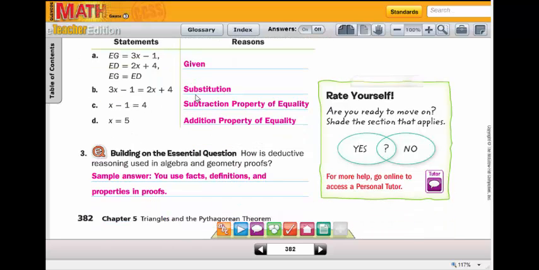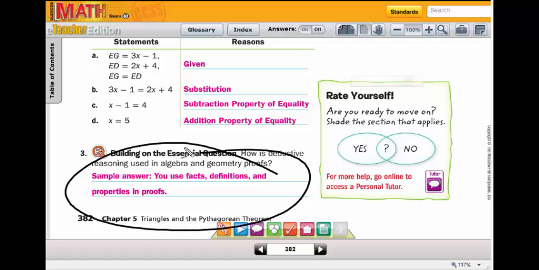Building on the essential question, how is deductive reasoning used in algebra and geometry proofs? A good way to put that would be you use facts, definitions, and properties in proofs. The whole idea is to be able to extend something you know to build it into additional things that you know and understand. Please do the independent practice.